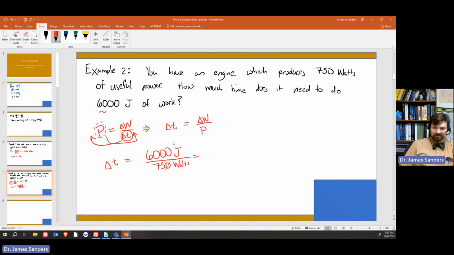So look, I can cancel a 0 here and a 0 here. I've got 600 over 75. Note that 600 divided by twice this amount would be 4. So 600 divided by 75 should be 8. So we're looking at something like 8.0 seconds, depending on how many significant figures we need to be retaining.